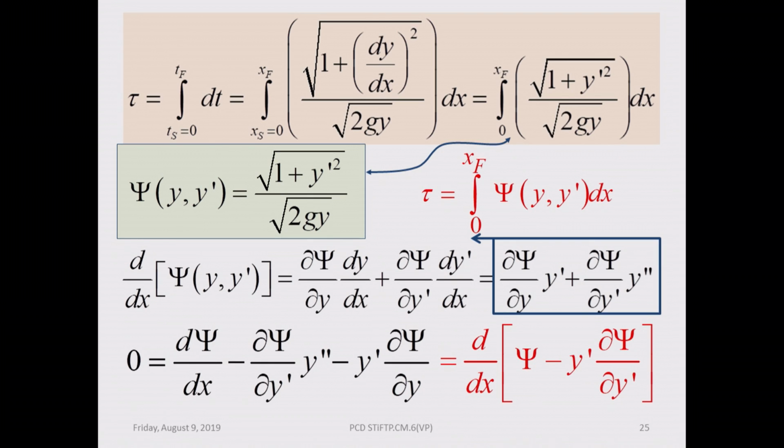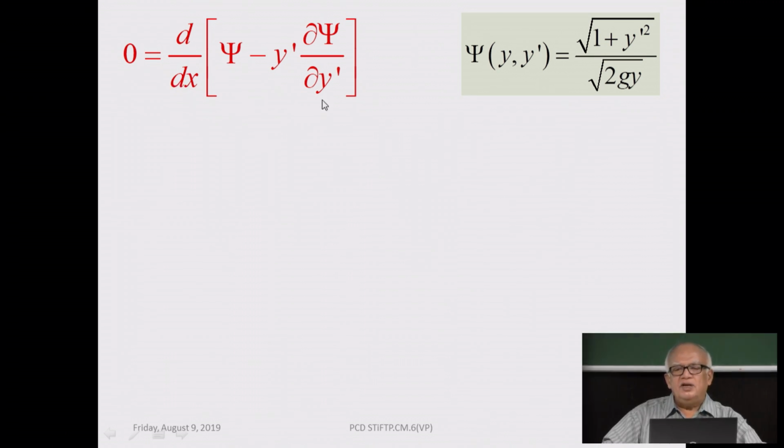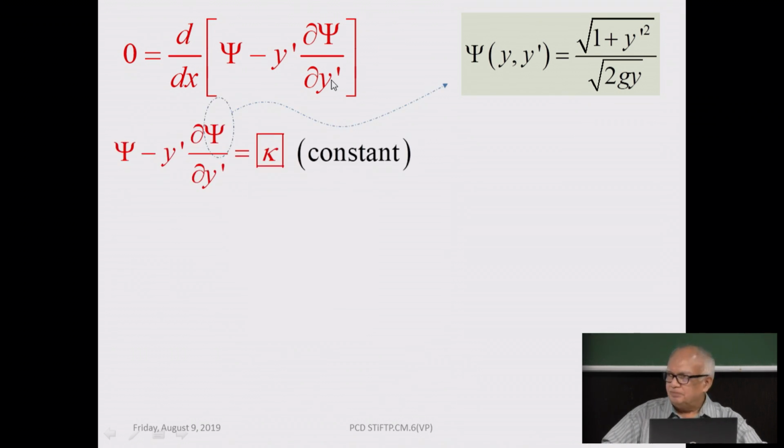Okay, because this is the derivative of a product of two terms, and that's what gives you two terms over here, right? So let us take this result to the top of our next slide, that 0 is equal to the derivative of this. So obviously whatever is the quantity in this box, in this rectangle, must be a constant, because its derivative with respect to x vanishes.